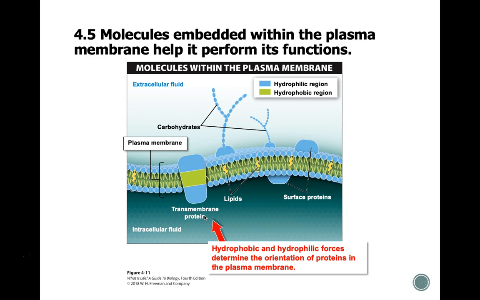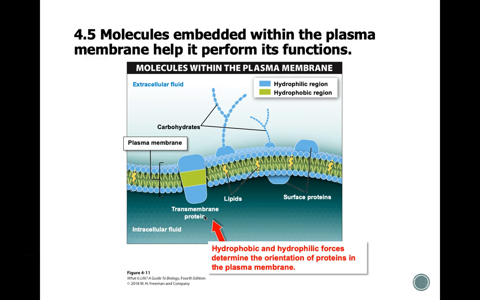So we say that the plasma membrane is a fluid mosaic of proteins, lipids, and carbohydrates. Fluid meaning that it can move, mosaic meaning that it's made up of a bunch of different things. The proteins found in the plasma membrane enable it to carry out its gatekeeping functions. So the proteins within it are going to allow specific molecules or specific types of molecules into or out of that plasma membrane.